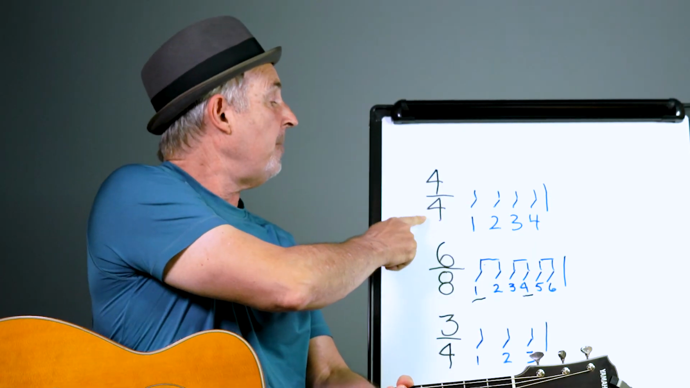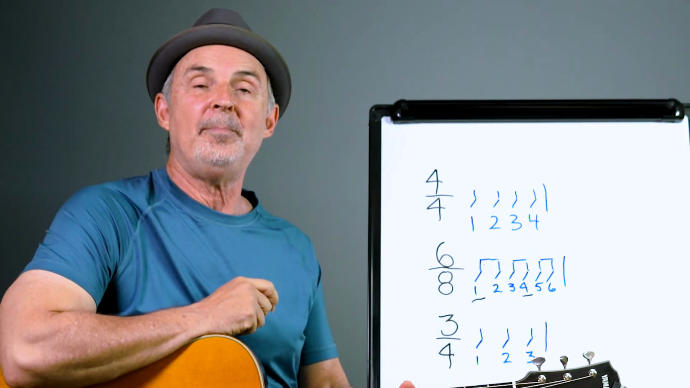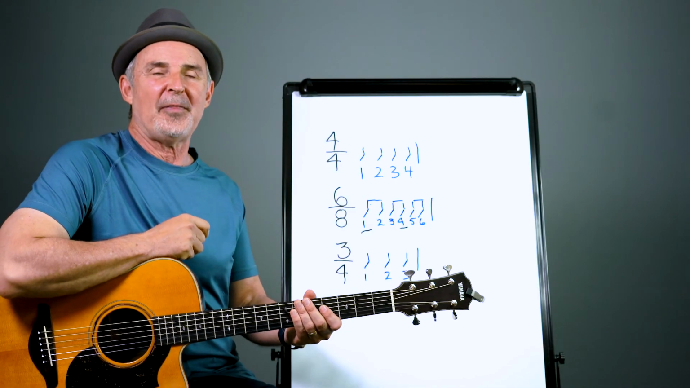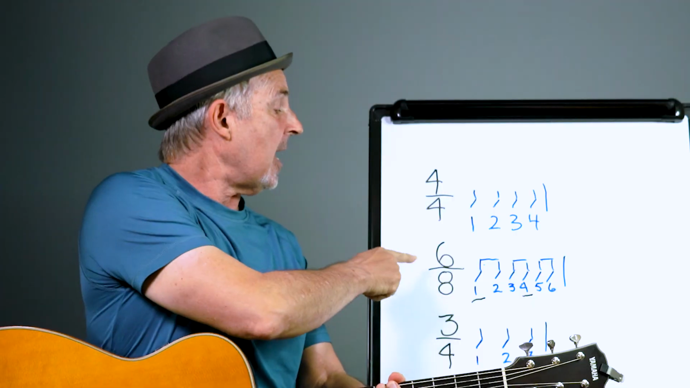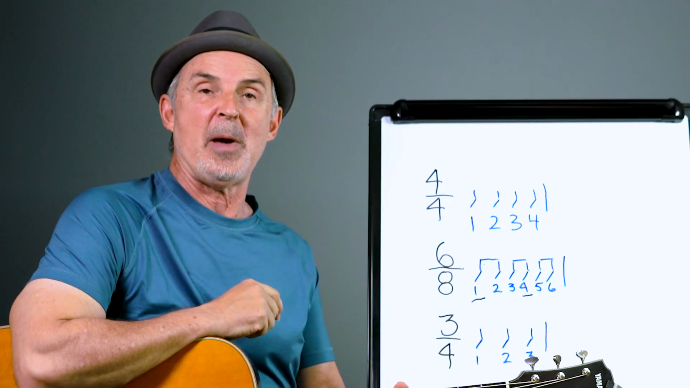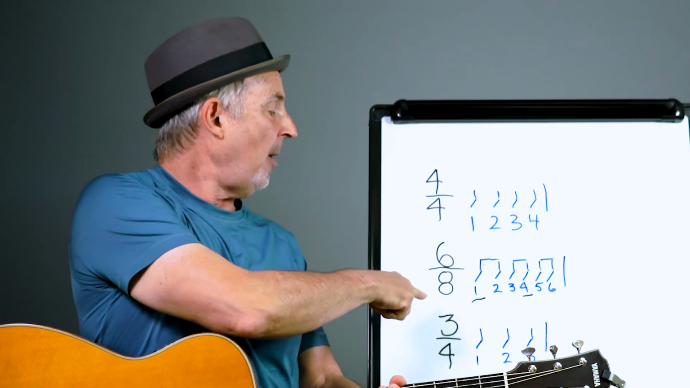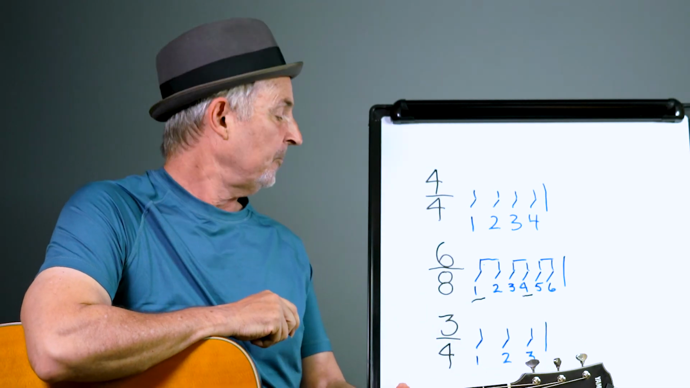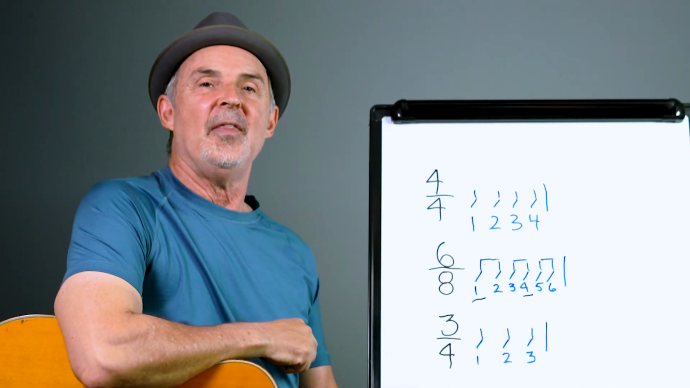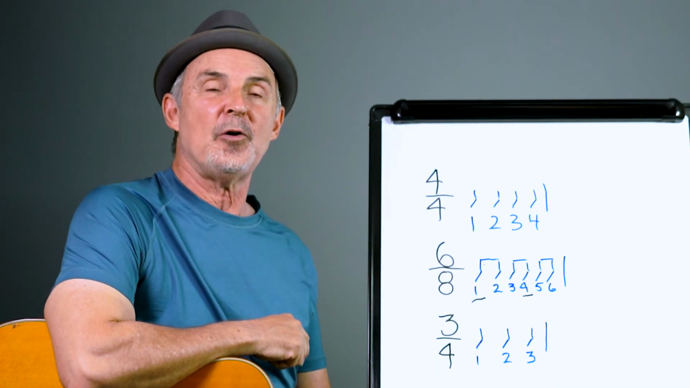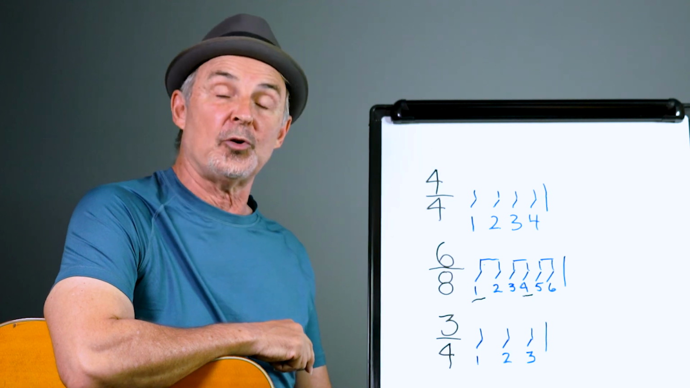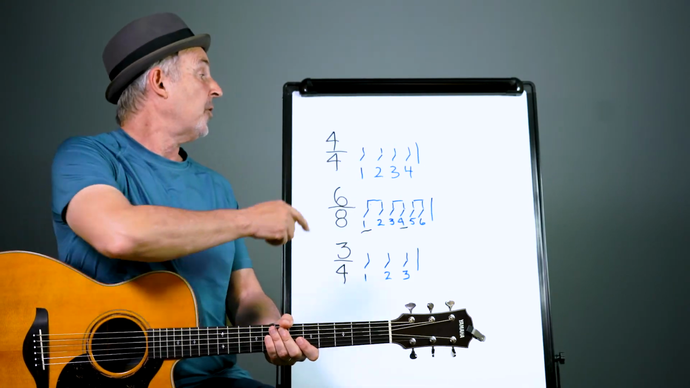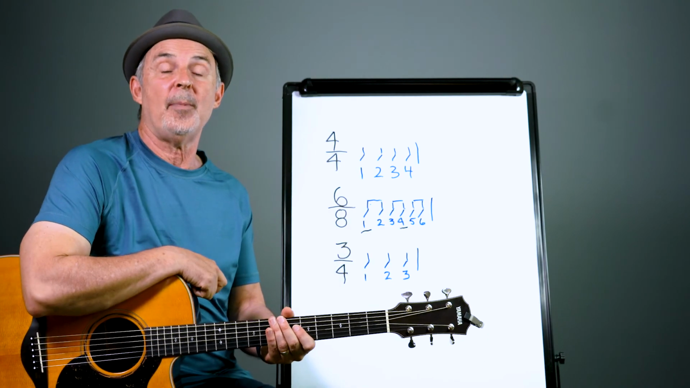Now that bottom number means which note gets one beat. In this case, a 4 means the quarter note gets one beat. Don't worry too much about that right now. The 6/8 time says there are 6 beats in each measure. And the bottom number 8 means an 8th note gets one beat. And then finally, we have 3/4 time. The 3 means there are 3 beats in the measure, and the bottom number means a quarter note also gets one beat.